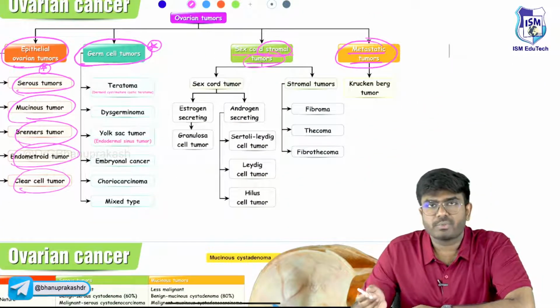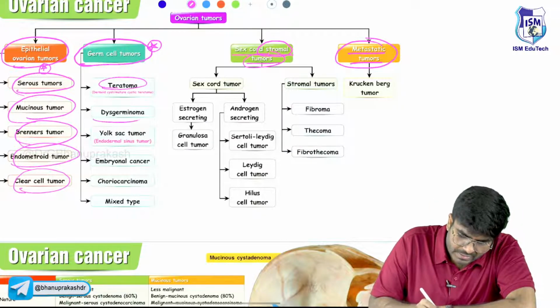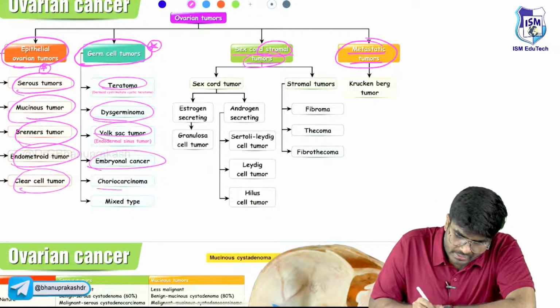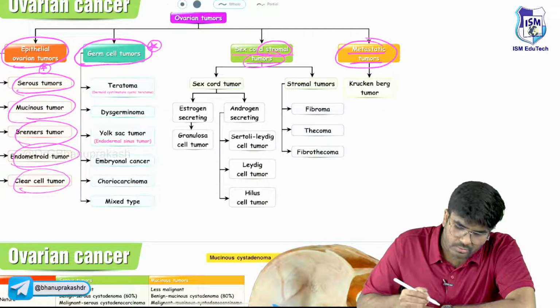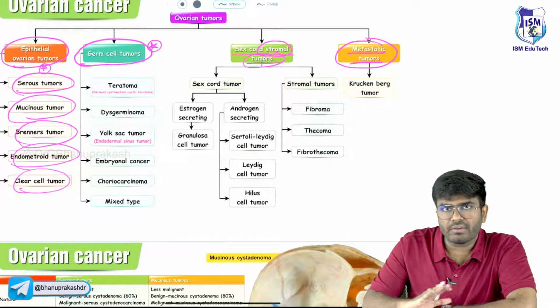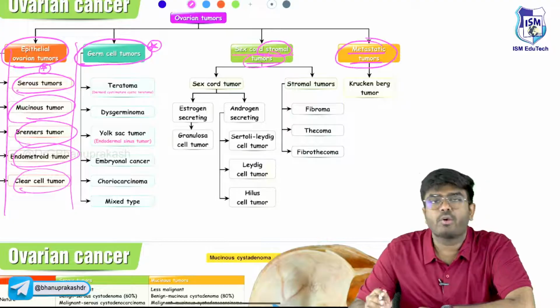Okay, next, germ cell tumors. Germ cell tumors are teratoma, dysgerminoma, yolk sac tumor, embryonal cancer, choriocarcinoma, and mixed type. But rather than discussing everything now itself, first let's start with the epithelial ovarian tumors.